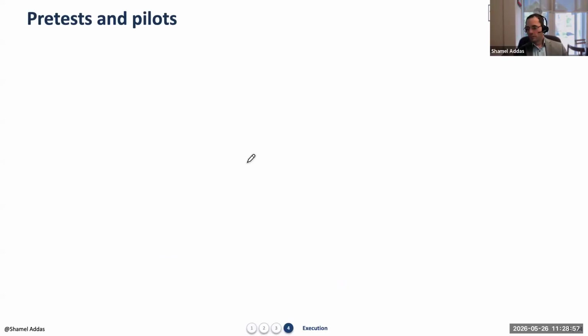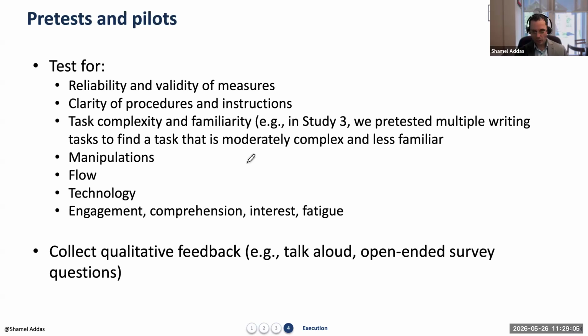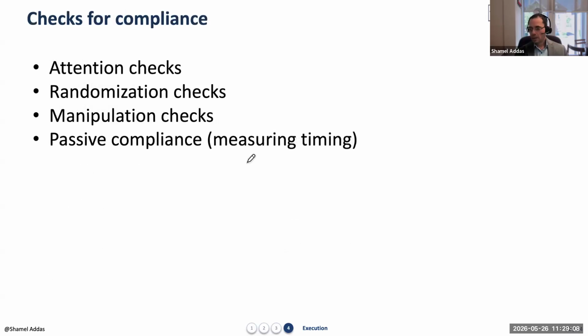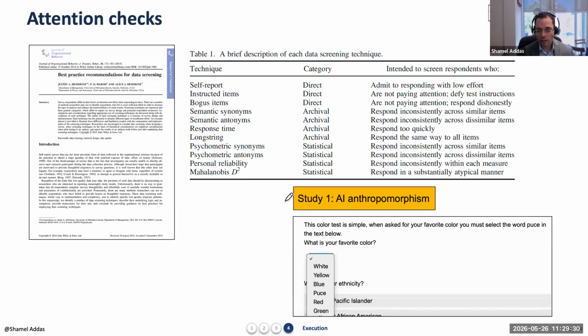Absolutely. So data quality, so pre-tests and pilots. It's extremely important that you do pre-tests and a pilot test. I'll skip through some of the details here. Check for compliance. So you can have attention checks. You can check randomization, whether the randomization worked or not. You need to check the manipulation, and you need to check for compliance, if they actually adhered to the manipulation that you wanted. This is a good article on attention checks. So I tend to always include attention checks. So here, in one of my questions, I'm asking the participants to choose a particular response.